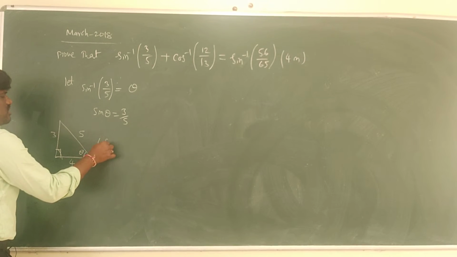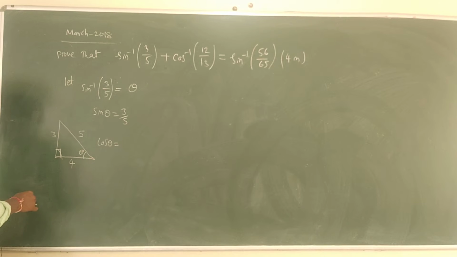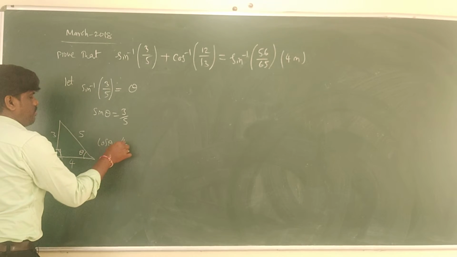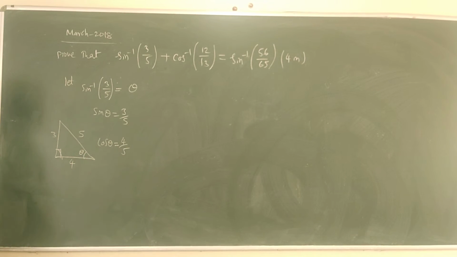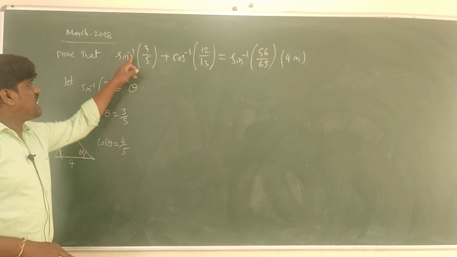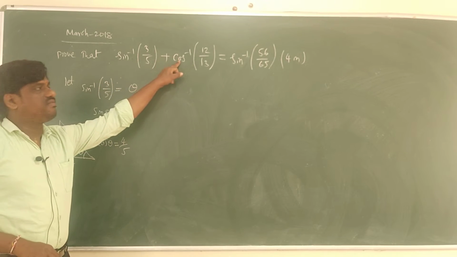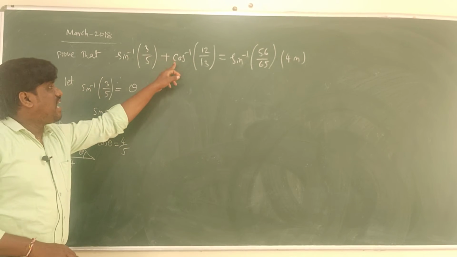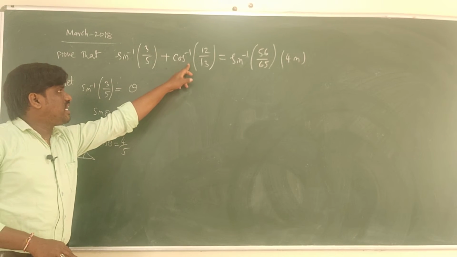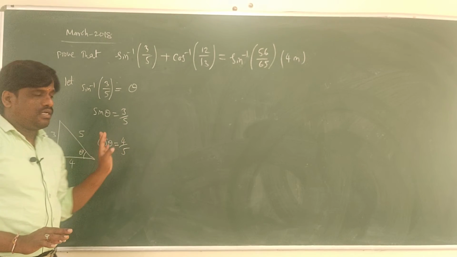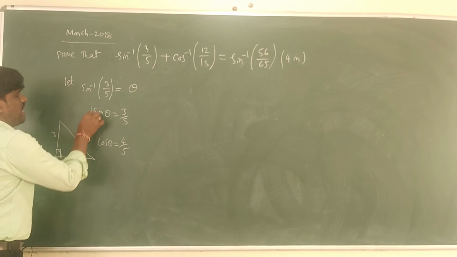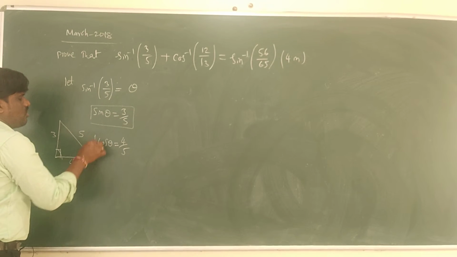So what will be the cos theta formula? Cos theta is equal to 4 by 5. Sin theta 3 by 5, cos theta 4 by 5. Why am I writing like this? There are two methods I told. Either I can convert this to cos inverse, or you can take it as sin inverse. But right now I am just taking the values of sin theta and cos theta.